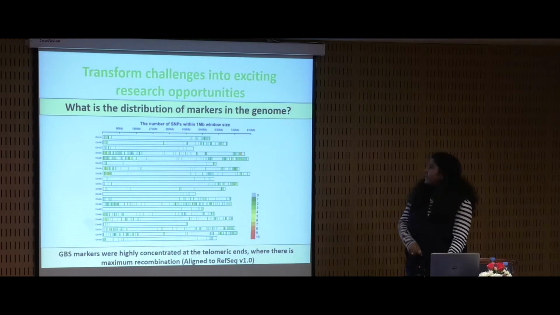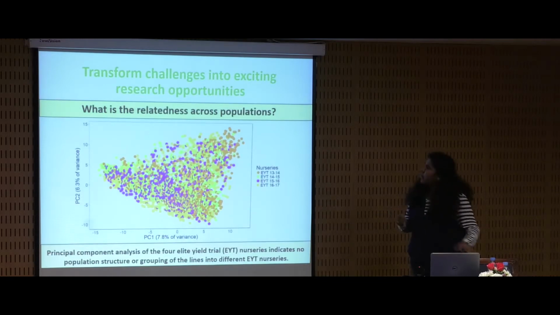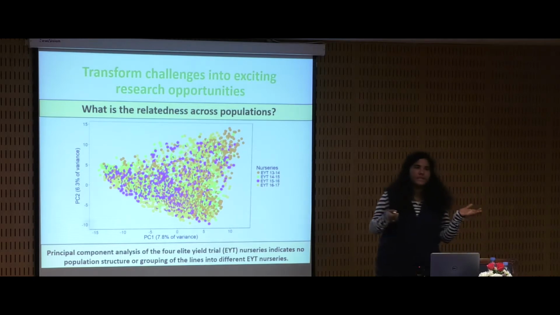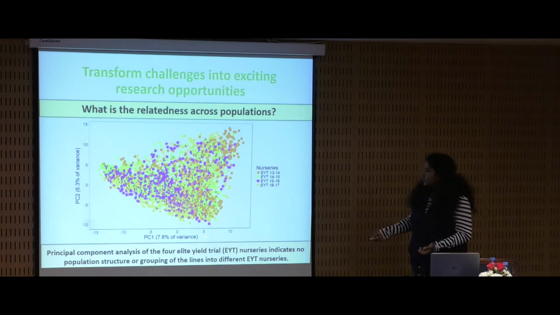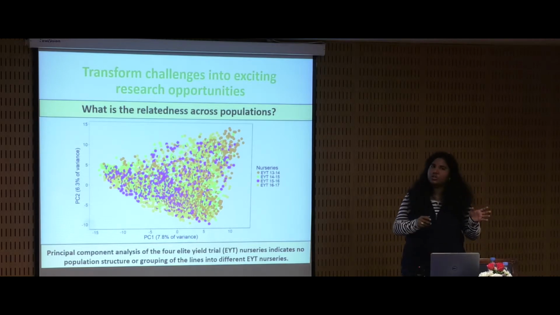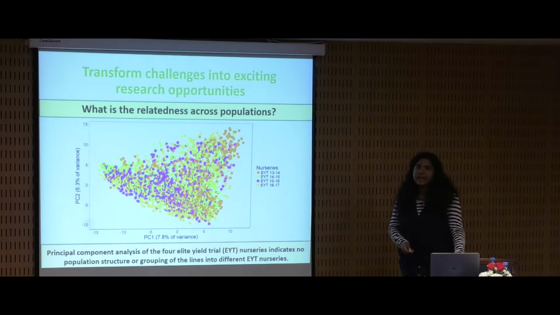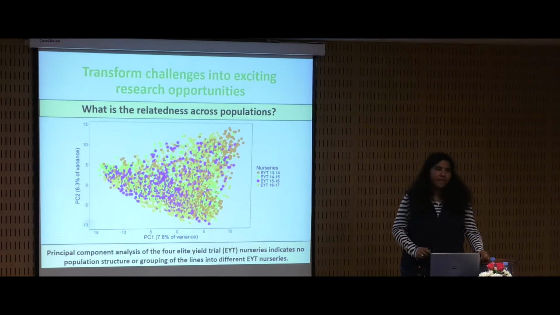So the markers might be some sort of a problem. And again, the next question was, what is the relatedness across these 4 different populations that we use for predicting? Are these completely different populations? So we just did a principal component analysis, but these are just based on 2,000 markers, and I would like to mention that. Still, the markers captured about 8% and 6% of the variance.